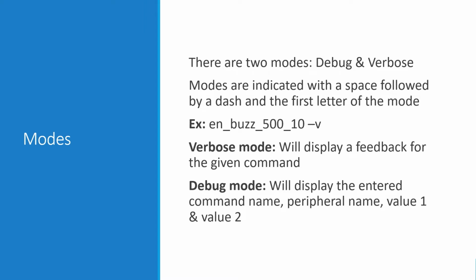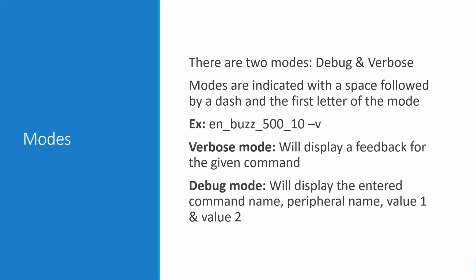When the command in the given example is entered, the verbose feedback will tell the user that the buzzer is enabled with 500 Hz for 10 seconds. Naturally, the verbose mode will return nothing for read commands, since the return value of such commands is already a feedback for the user.